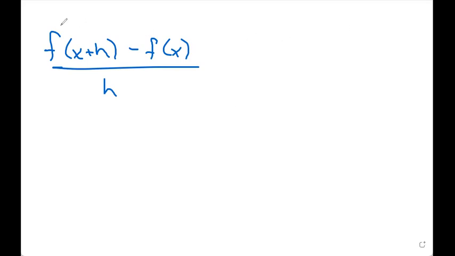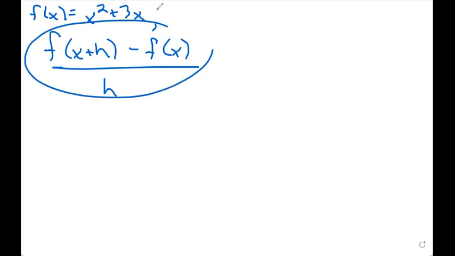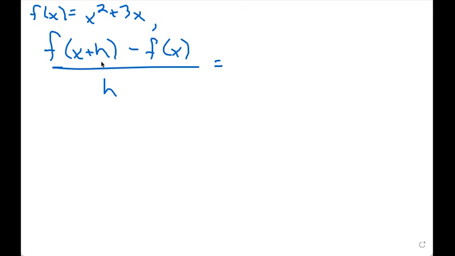For example, you might be given the following function, let's say f of x equals x squared plus 3x, and I'll ask you to evaluate the following difference quotient. So you would start by plugging in f of x plus h. What that means is we're going from input to output. Wherever there is an x, we're now replacing with x plus h, making this function become x plus h squared plus 3 times x plus h. That's the f of x plus h part.